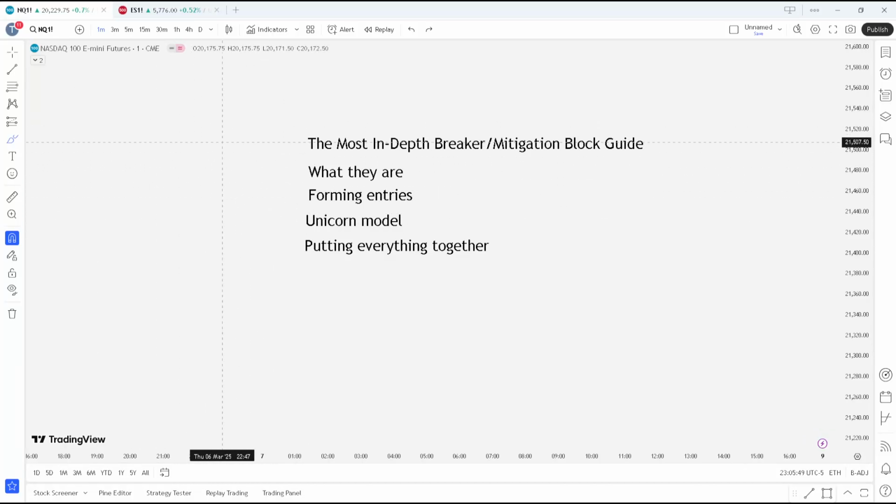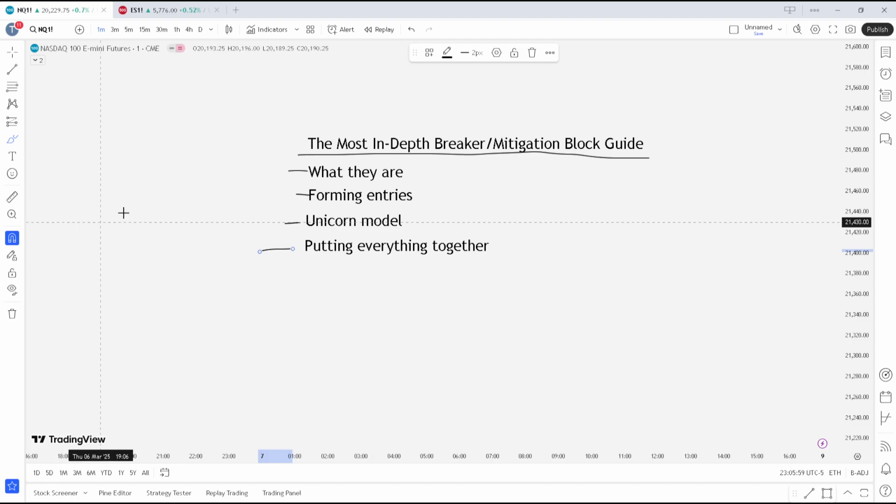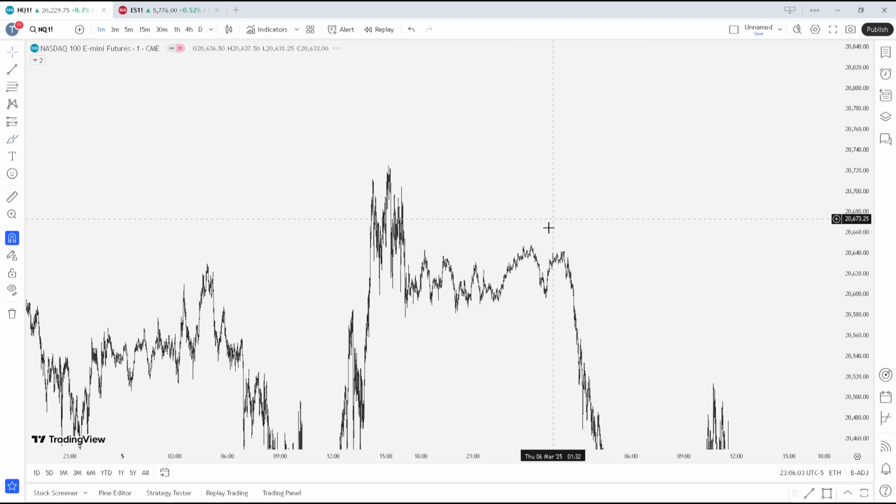Alright, so this is going to be the most in-depth breaker / mitigation block guide. I'm going to talk about what they are, forming entries, the unicorn, and putting everything together. So let's just get straight into an example here.